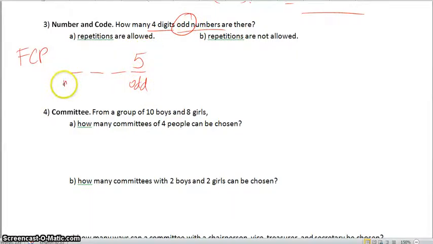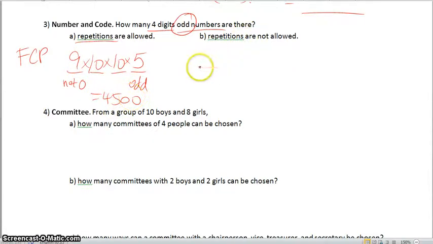And then another restriction is the first one cannot be 0. Okay, repetition is allowed, so you just go from 0 to 9. The first digit can't be 0, so there are still 9 choices. The middle 2 have no restriction, so you just multiply them. Okay, so this way you get the answer.